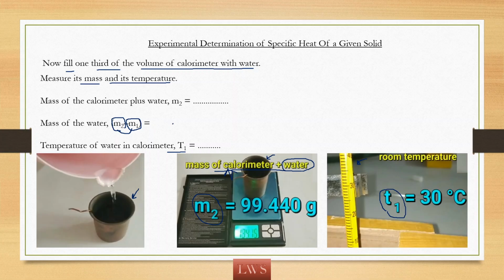So the mass of water is M2 minus M1 and the initial temperature of water is T1. The mass of empty calorimeter is M1 and the initial temperature of calorimeter is how much? It is also T1 degree Celsius.